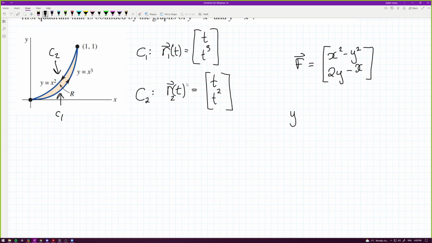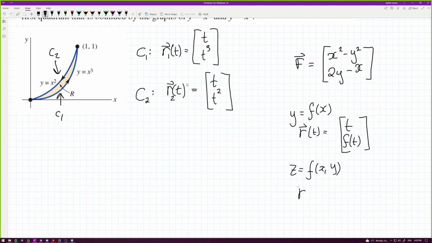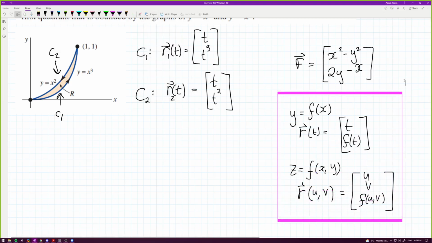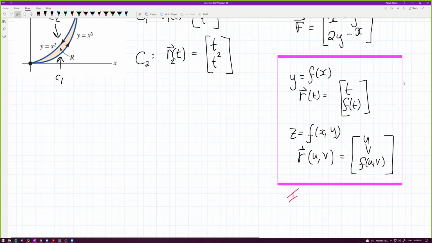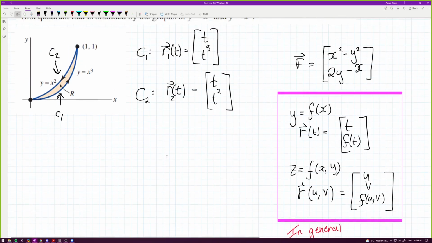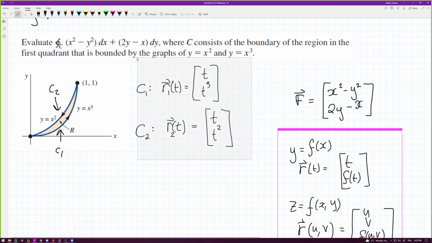In general, if you have y equals f of x, then you can parameterize this by saying t, f of t. And even more generally, if you have z equals f of x, y, which we'll talk about in a second, you can parameterize this as r of u, v equals u, v, f of u, v. But this is in general for later. We'll talk a little bit more about this. Any questions about how I parameterize the curves here?